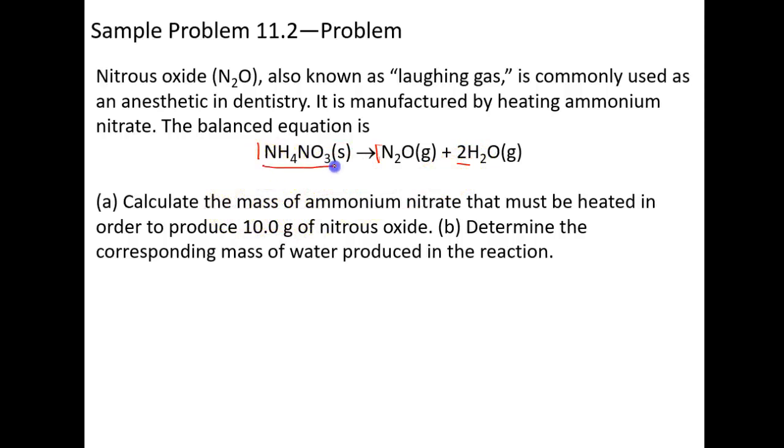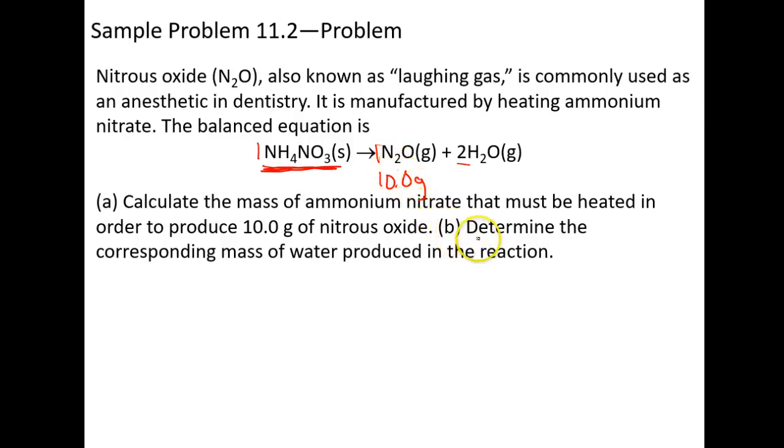Calculate the mass of ammonium nitrate. How much of this do I need if I want to produce 10 grams of nitrous oxide? Now, I hope you can see why this is important to know, because if you're trying to form nitrous oxide, you don't just arbitrarily want to put in 1,000 grams, because you might produce so much nitrous oxide that the patient will die. You don't want that to happen. So maybe knowing stoichiometry might help you, so that you don't go to jail because you killed your patient. Obviously, I'm exaggerating and making it sound funny, but that's kind of why we do this.